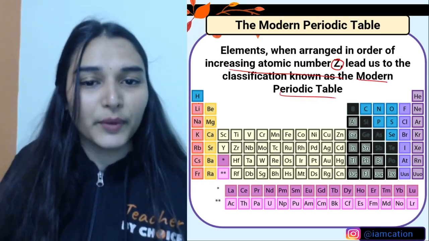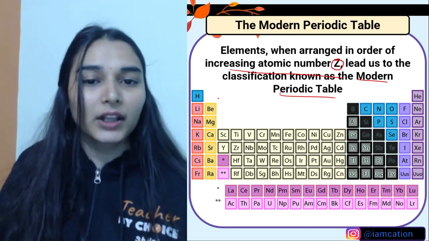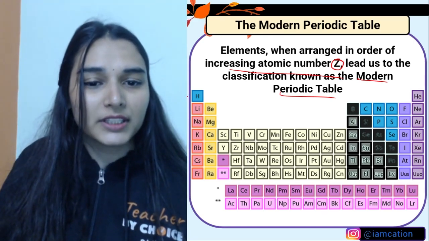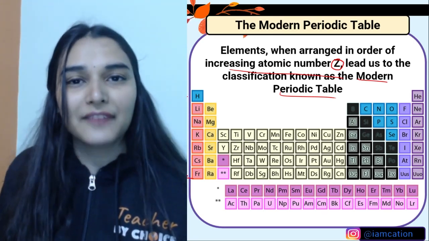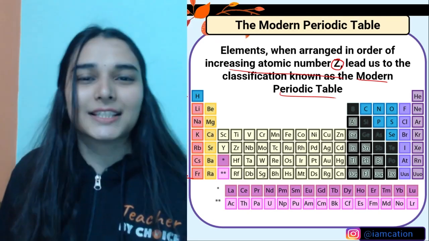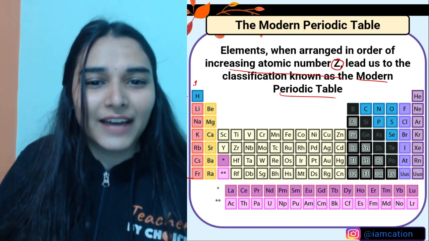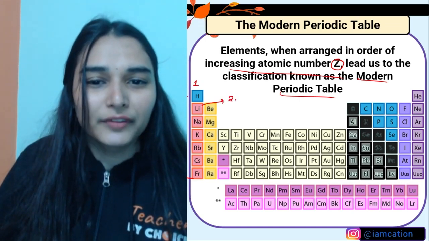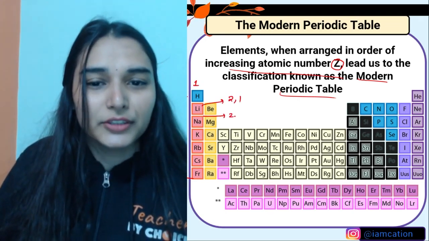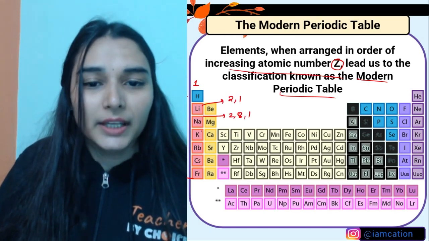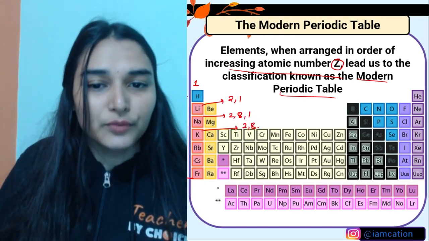And what was the common parameter? If you see all the elements lying in the same vertical column, they were found to have the same number of valence electrons. Yes, all the group 1 elements have one valence electron. You see the configuration of lithium is 2,1. Sodium is 2,8,1. You see potassium 2,8,8,1.